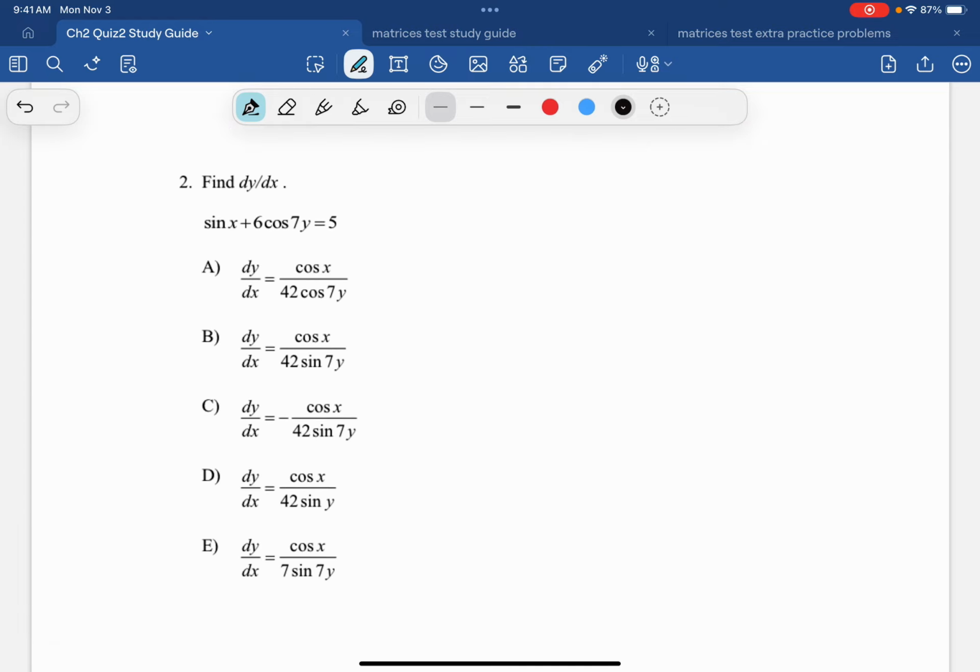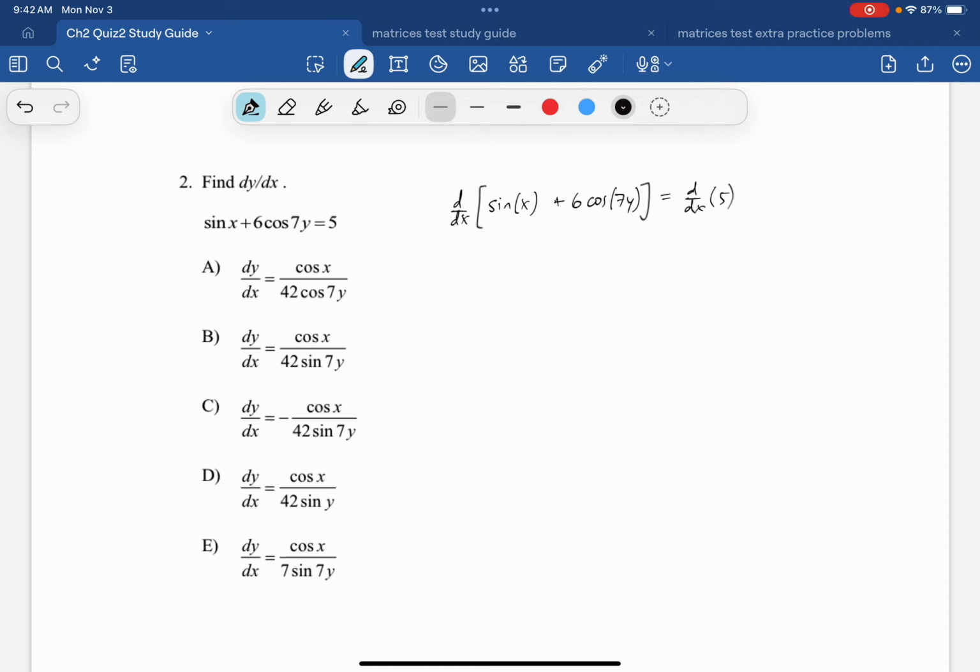Here is another question involving implicit differentiation. So I'm going to take a derivative of both sides with respect to x. Okay. So, sorry, the right side also needs to be differentiated, right? I forgot about that.